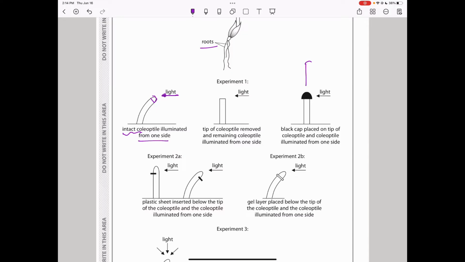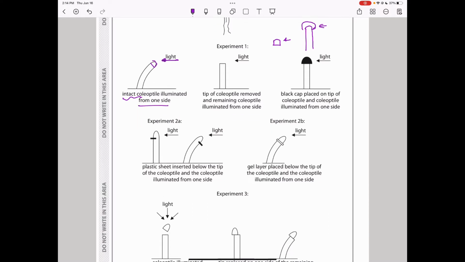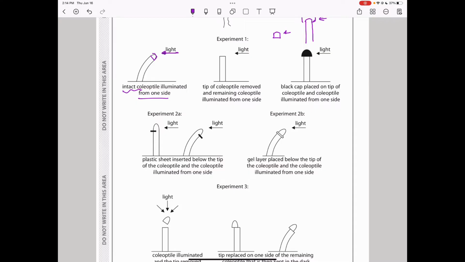So even if you leave the tip there, when you cover it and expose light, there will be no bending. That means there is something present in the tip of the coleoptile that responds to light, and the bending occurs. So in experiment 2, we see 2A, they say a plastic sheet is inserted between the tip of the coleoptile and the rest, and the coleoptile illuminated from one side, and we see it remains upright. Yet when we put it on the other side, the bending occurred. That means whatever is causing the growth or the bending is going to be on this side. So something is present at the top here that flows in that direction, but not the other side. And when it flows in this direction, it causes the bending when light is exposed.